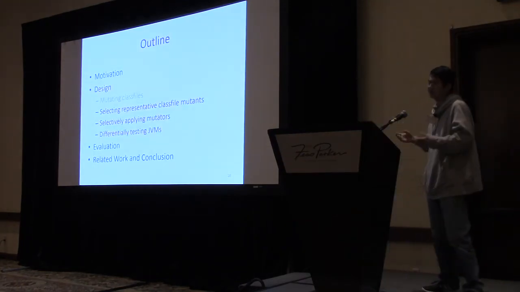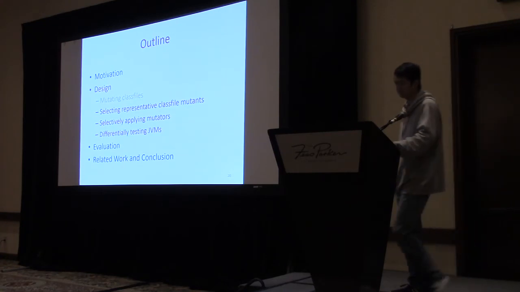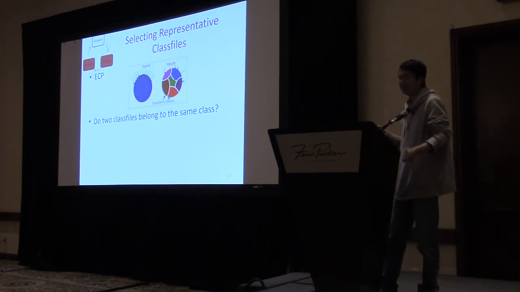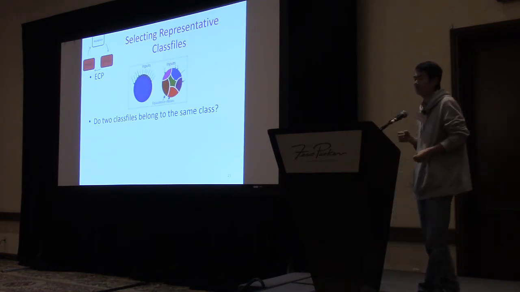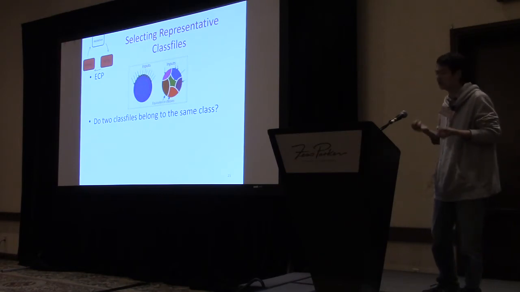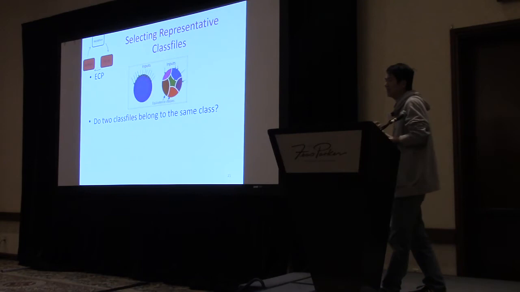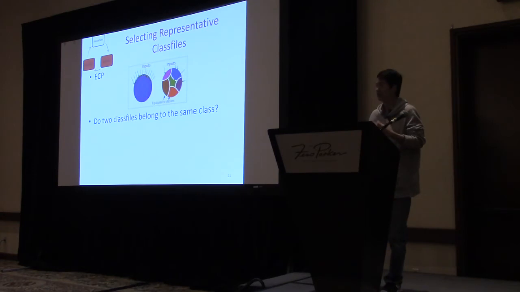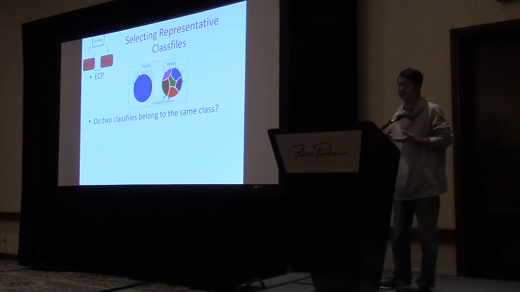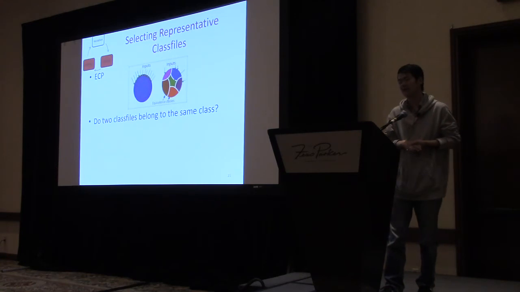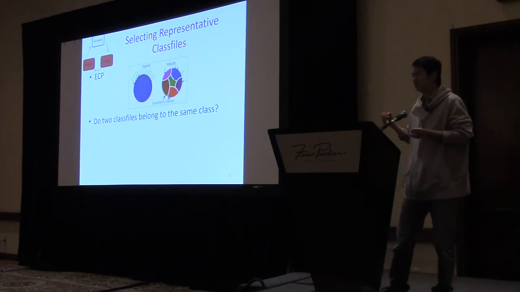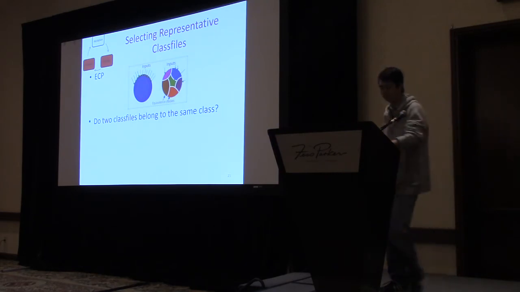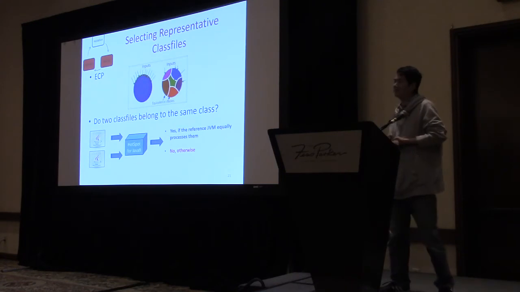The second component is to select representative mutants. The key idea for partitioning test class files is to decide whether two classes belong to the same partition. In our study, we select a reference JVM and later run the two class files or other test class file mutants on the reference JVM. If the reference JVM equally processes the two class files, they belong to the same partition. We choose HotSpot for Java 9 as the reference JVM.